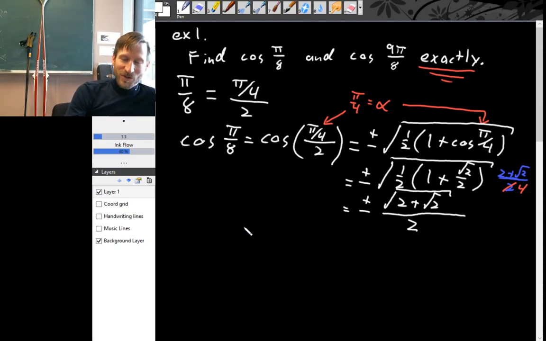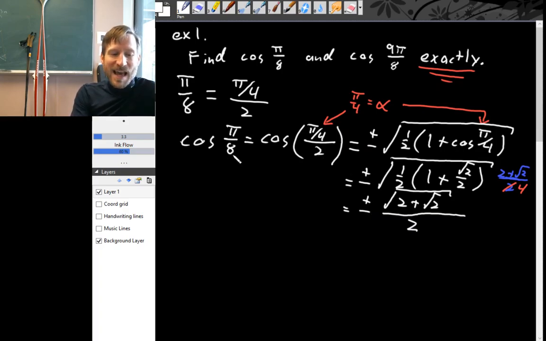2 over 2. But wait, there's a problem. Cosine of pi over 8 should be a certain number, just one number. Why did we get 2? We get a plus or a minus. That can't be right. It's either one or the other. But the identity, the half-angle identity, doesn't know which sign to pick. We have to pick the appropriate sign because we know a little bit more than the half-angle identity does.